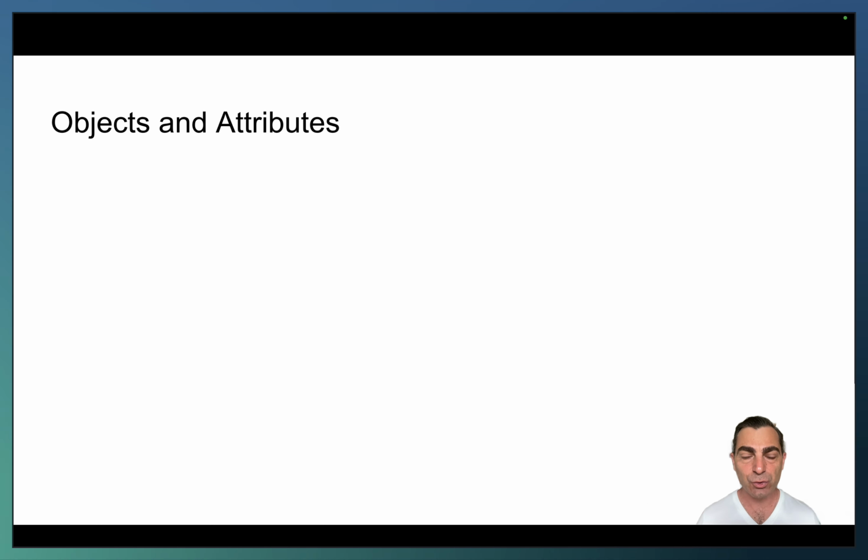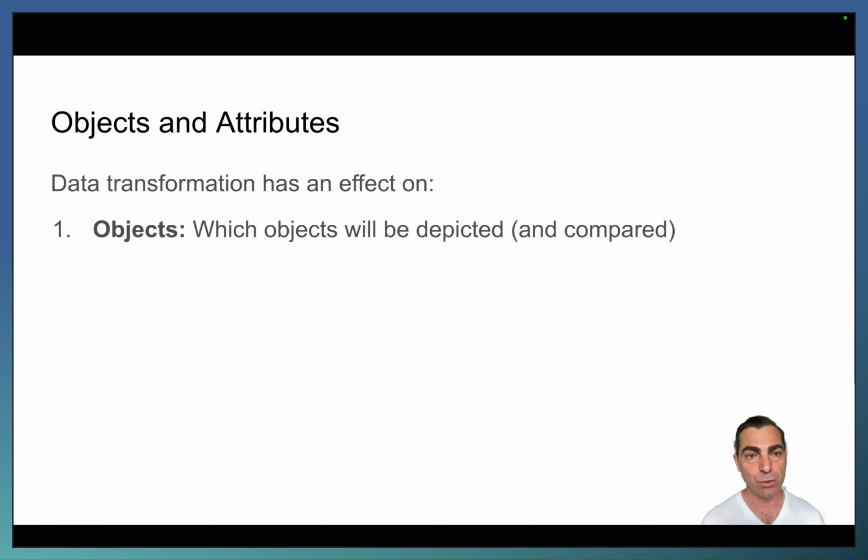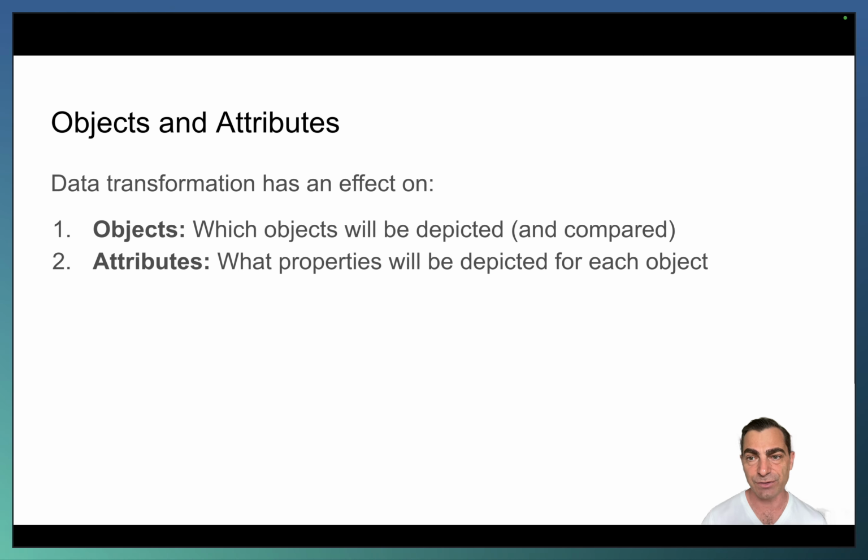So one way I like to think about this is that in the data transformation process, we basically select what are the objects that we're going to represent and what are the attributes of each of these objects that we're going to represent. So we have which objects will be depicted, and since they are depicted, we will also make comparisons between them. And then what are the attributes or properties that will be depicted for each of these objects.